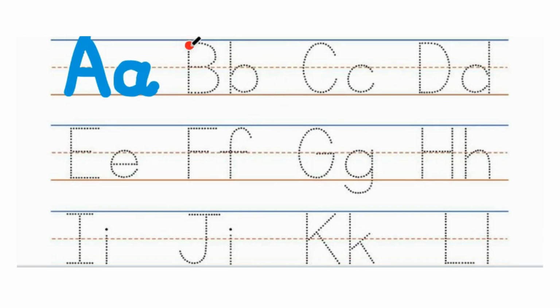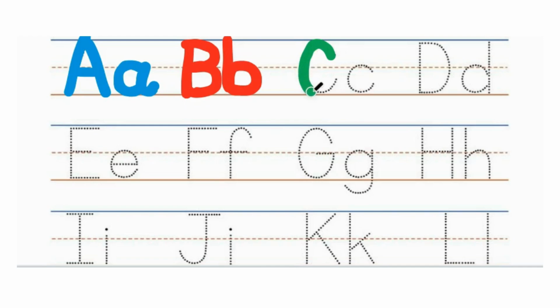Let's practice writing a capital B and small b together. Take your time and follow along with me. Let's write capital C and small c together. Let's practice writing a capital D and small d together.